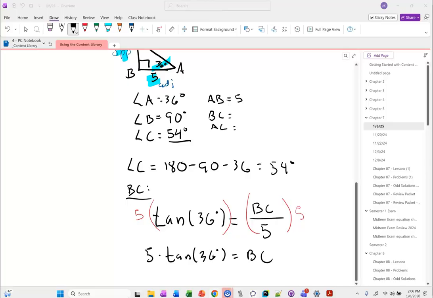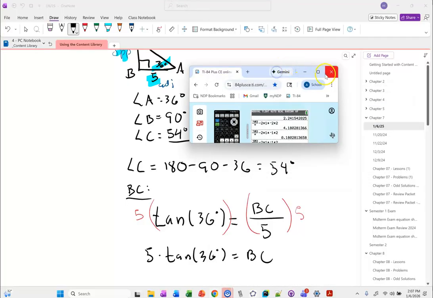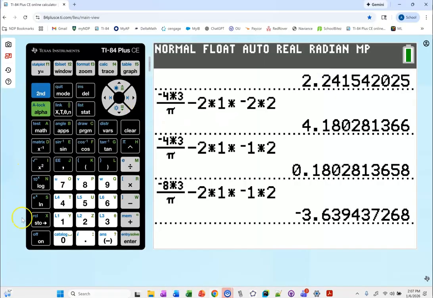Where did my calculator go? Here you are. Okay. I'm about to use sine, cosine, and tangent in my calculator. What's the first thing I should do before I start typing things in? Degree mode. Make sure I'm in the correct mode. I should be in degree mode.